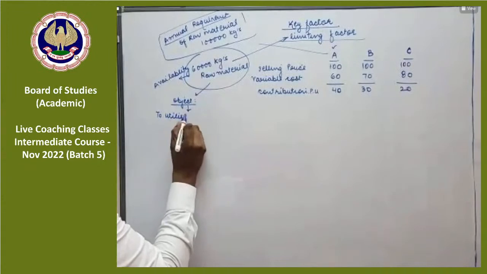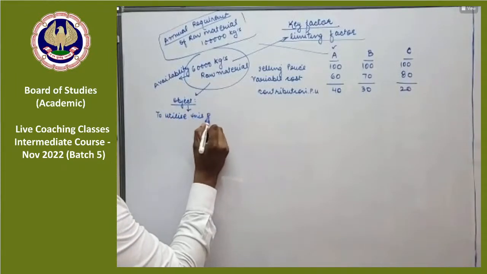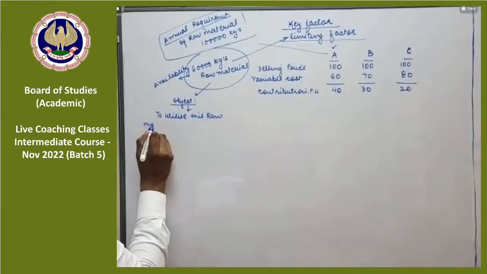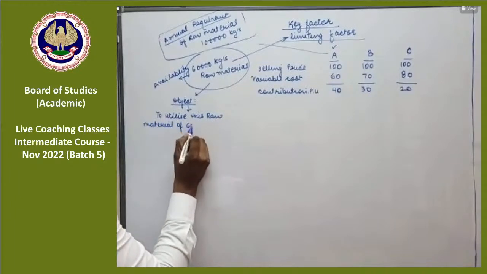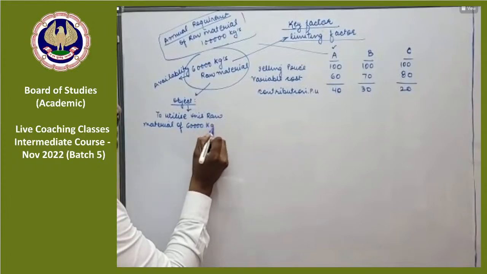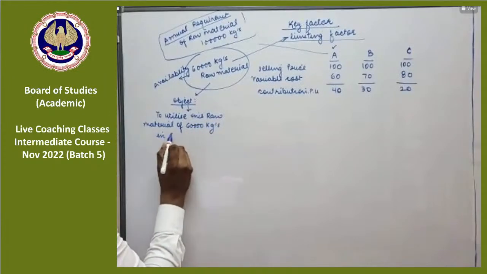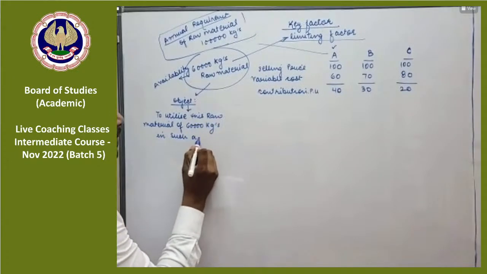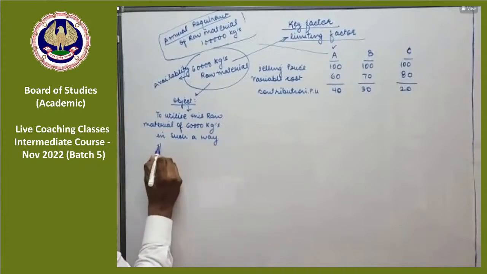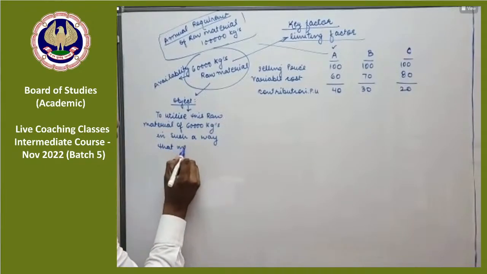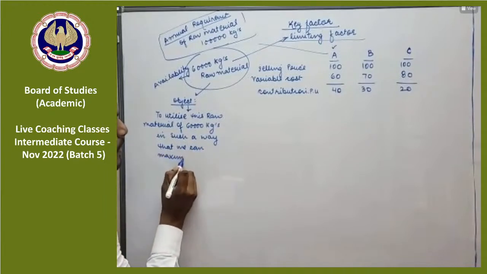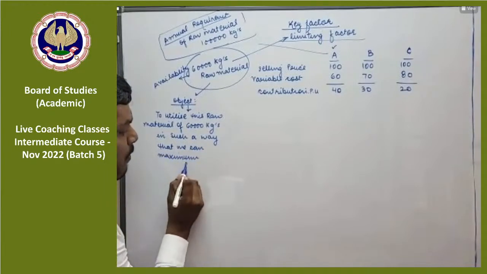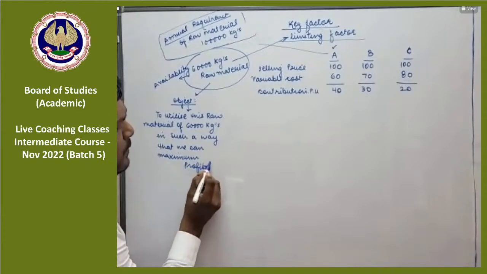To utilize this raw material of 60,000 kgs in such a way that we can get maximum profit or contribution, we can say.